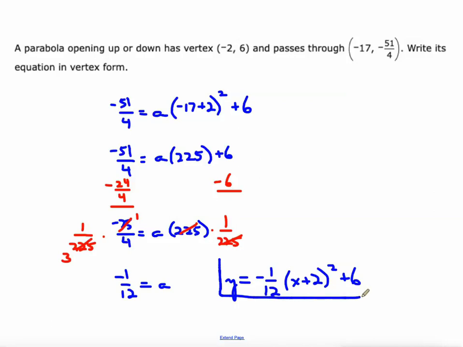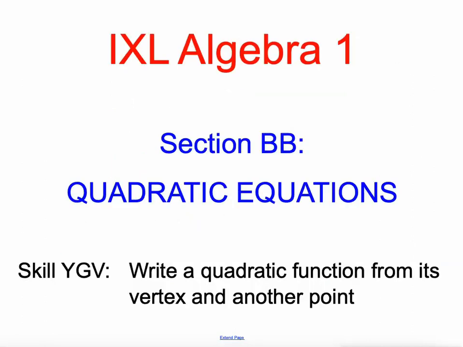So we're using the x and y value that they give us up here to figure out what a is, and then we don't need that point anymore, and we're just using the vertex and the a value that we found. All right, so that's how you write a quadratic function from its vertex and another point.